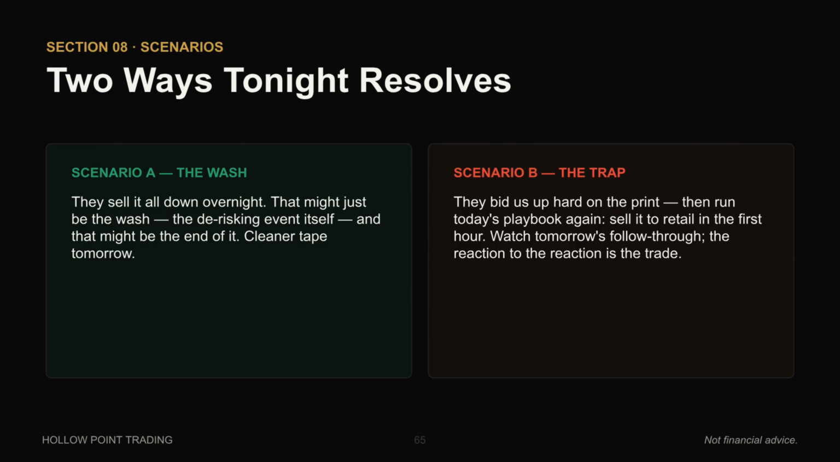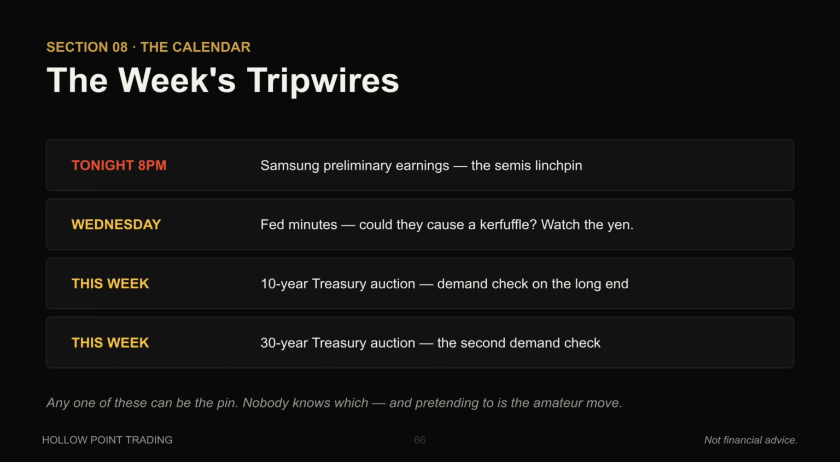Looking ahead, there are two potential resolutions for tonight. Scenario A is the wash, where a sell-off acts as a needed de-risking event. Scenario B is the trap, where an initial bid-up is used to offload shares to retail investors, requiring us to watch for follow-through tomorrow. This week presents several tripwires.